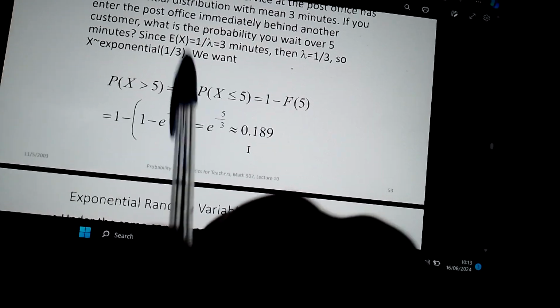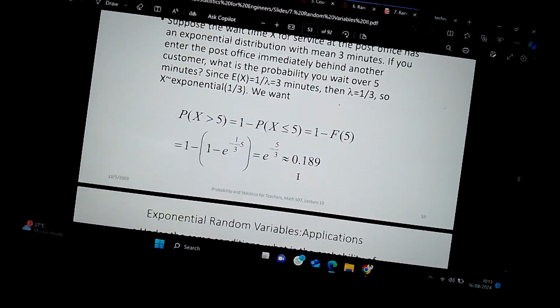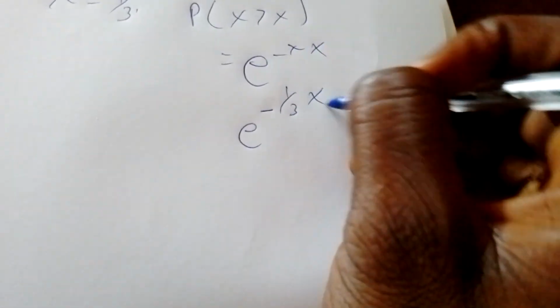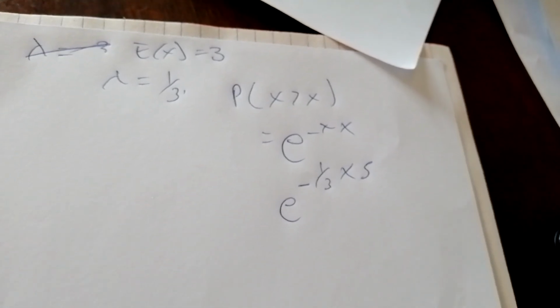You could have just gone ahead because we already established that, you remember, P of X greater than x is basically e power negative lambda x. So you could have just gone ahead to do this and it would be correct. So that would have been, sorry, e power negative 1 on 3 times 5, and that would have been your answer. So roughly you don't have to go through the whole of that process.